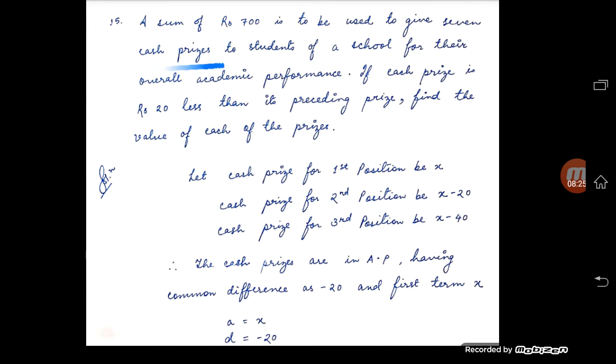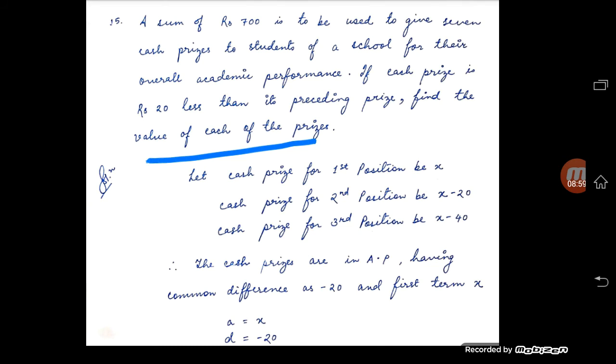Now if each prize is 20 less than the preceding prize, that means suppose one of the prizes is 50, the next prize will be 50 minus 20 which will be 30. Next prize will be again 20 less, 30 minus 20, that means it will be 20 less than the previous prize. So it is given as a condition. Now what you have to find, you have to find the value of each of the prizes. So let us proceed to the solution.